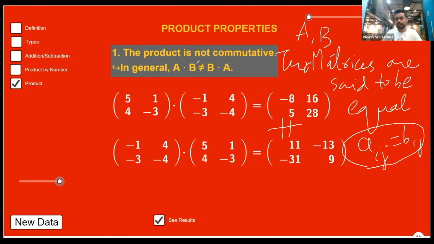So the basic property of the product of two matrices is non-commutativity. As in, if you flip the order of the matrices when you're multiplying them, the resultant matrix might not be equal. There could be some special cases in which, even if we change the order, the resultant product is the same, but that is not the case in general.